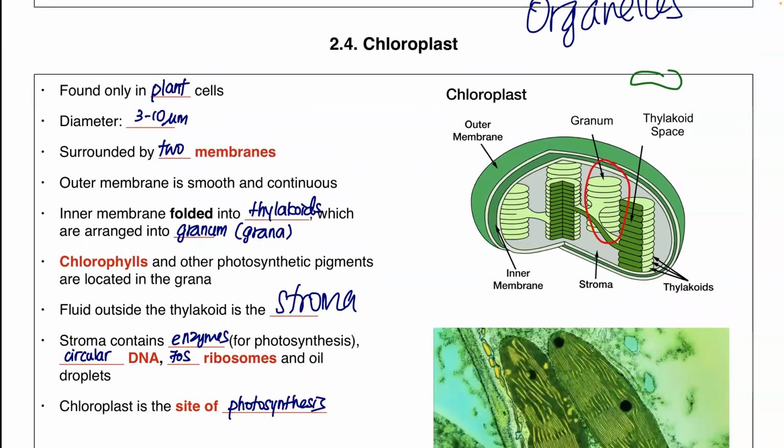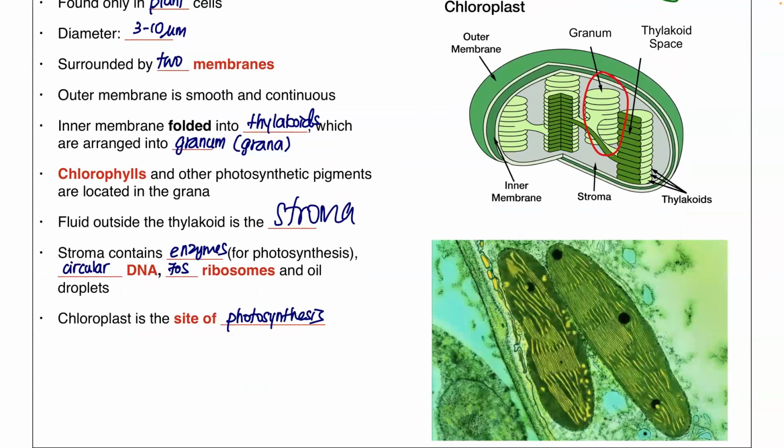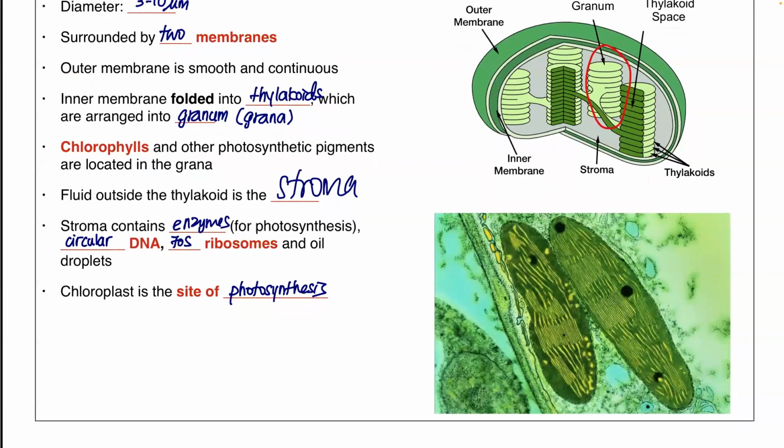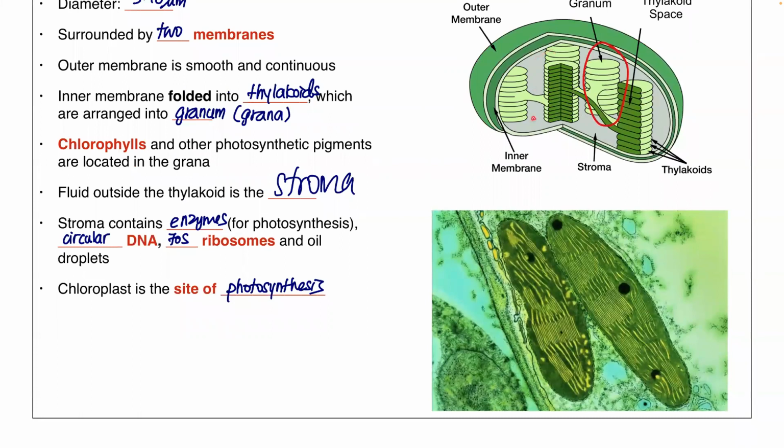The inner membrane is folded into thylakoids, and inside the thylakoid is chlorophyll, which is the key color pigment for photosynthesis. Outside, the liquid filling the inner space of the chloroplast is the stroma. In mitochondria, it's the matrix. Here the stroma also contains enzymes for photosynthesis.